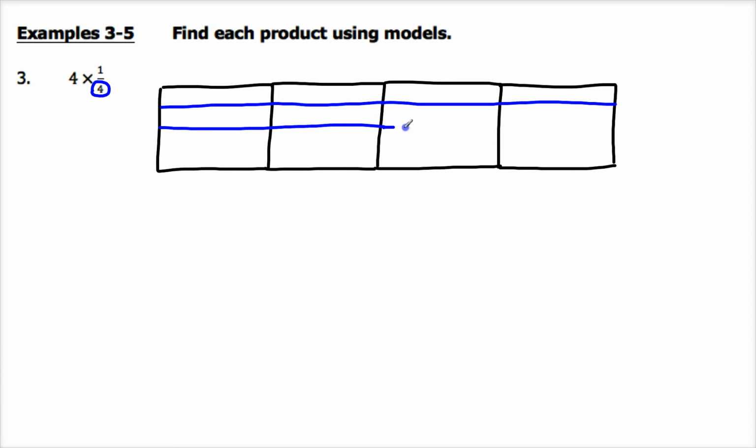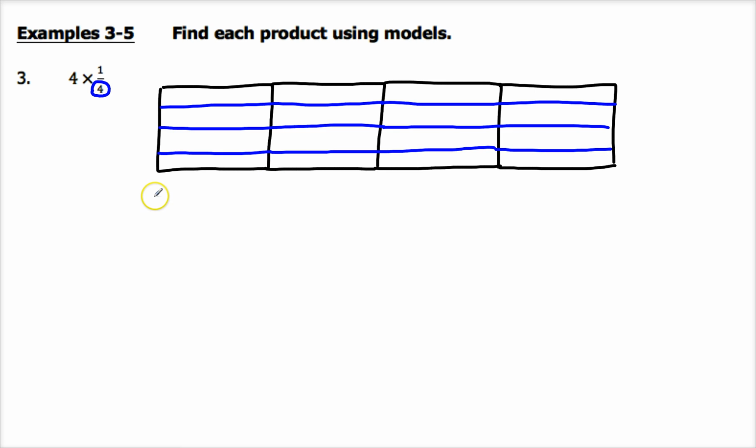And you don't have to be an artist with these, but try to draw them as neat as you can. In fact, if we do this during class, we'll be using grid paper. That way we can have, hopefully, some nice even boxes to work with. So I have 4 whole squares now, each divided into fourths. And now my fraction is 1/4. I'm going to shade 1/4 of each of these boxes.